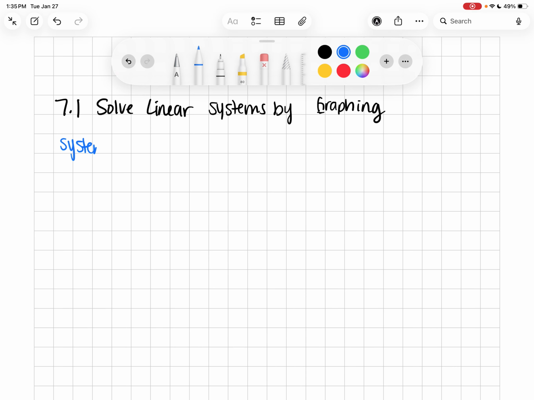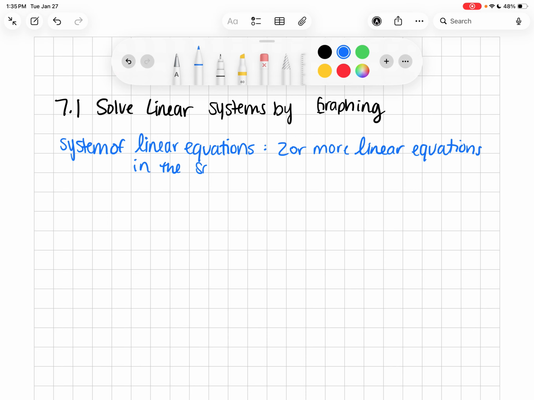So, a system of linear equations: two or more linear equations in the same variable.